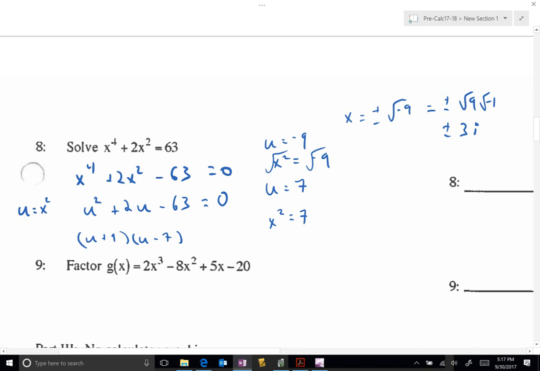And then with x squared equal to 7, square root both sides, we get x equal to plus or minus radical 7. So there's our two irrational roots. We get two irrational roots and two complex roots for a grand total of 4 roots, which is what we're expecting to start with.